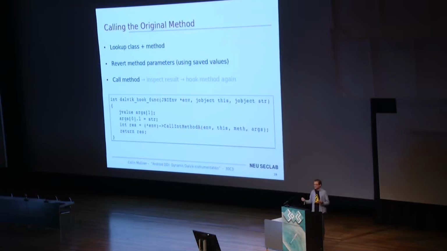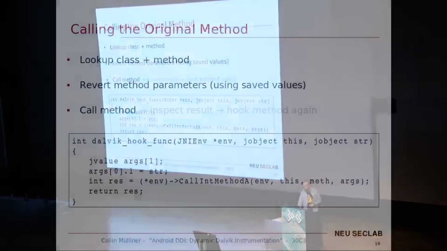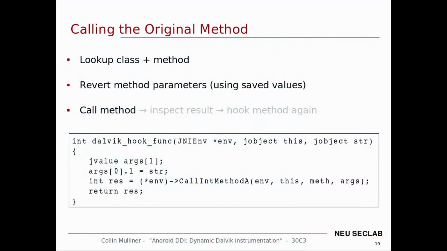And then once your code executed, you want to of course call the original functionality in order to not break the application. Of course, in some cases you might not want to call the original functionality, but this part we already covered. To do this, you basically have to look up the method and the class again, revert the parameters, so all the parameters like the register size you have to store, then you revert it, and then you just use one of the JNI functionalities, call int method, pass the arguments back, and you get the original function to execute.